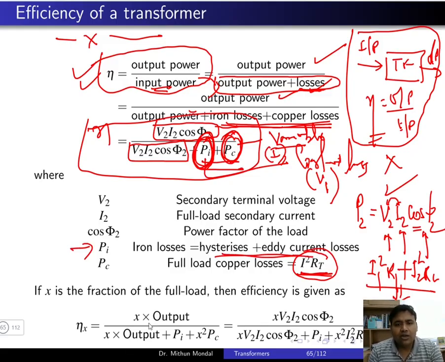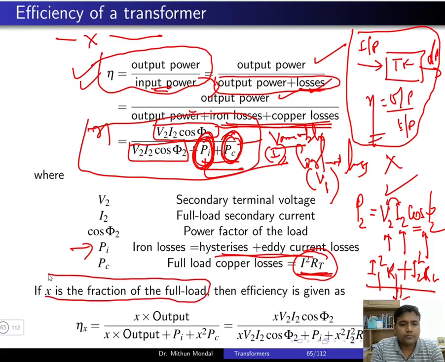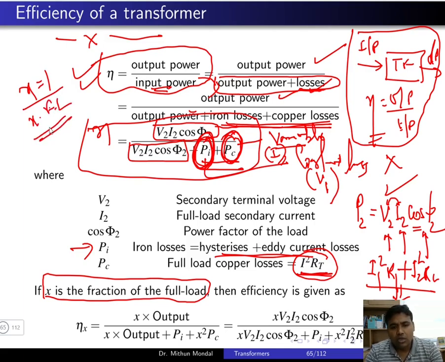So if the load in the transformer is changing, how do we define the load then? If X is the fraction of the full load, X will be 1 under the full load condition, and for any other load it will be X into full load. So obviously the efficiency at any other load will be defined as X into output.